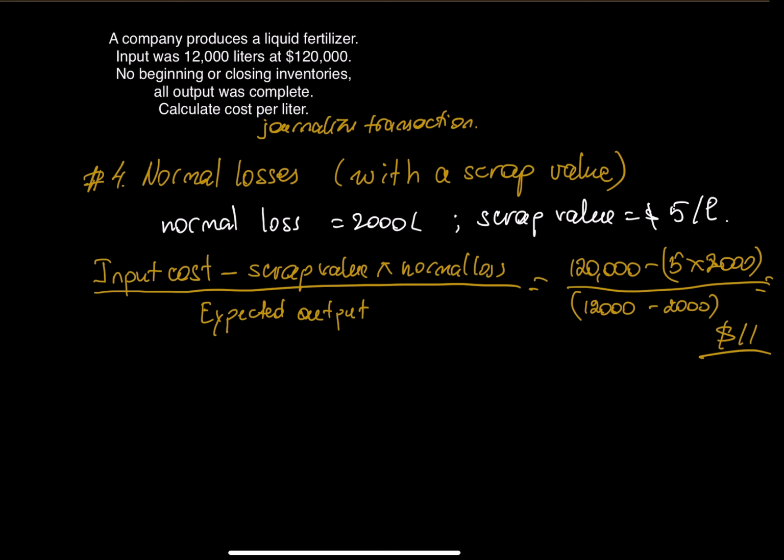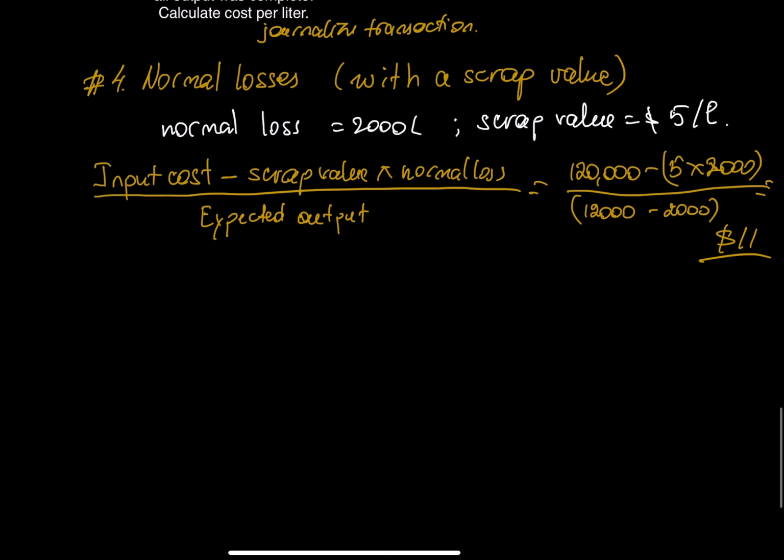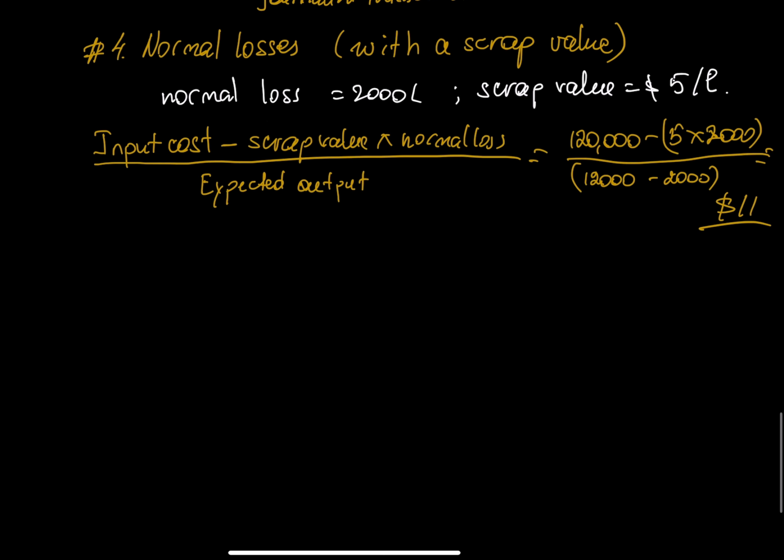We expect to sell 2,000 liters eventually at the scrap value of 5. So we need to offset it against the input cost. So very simple, very nice and easy. Now with the journalization, you need to understand a couple of things over here as well, not complicated at all.